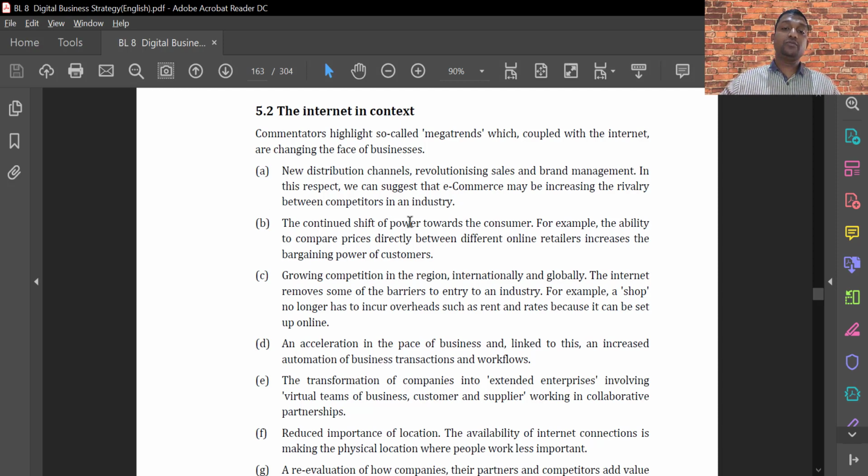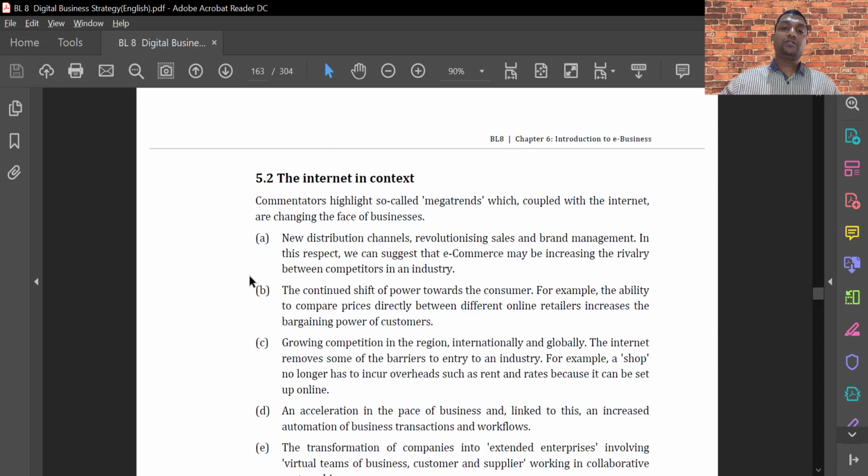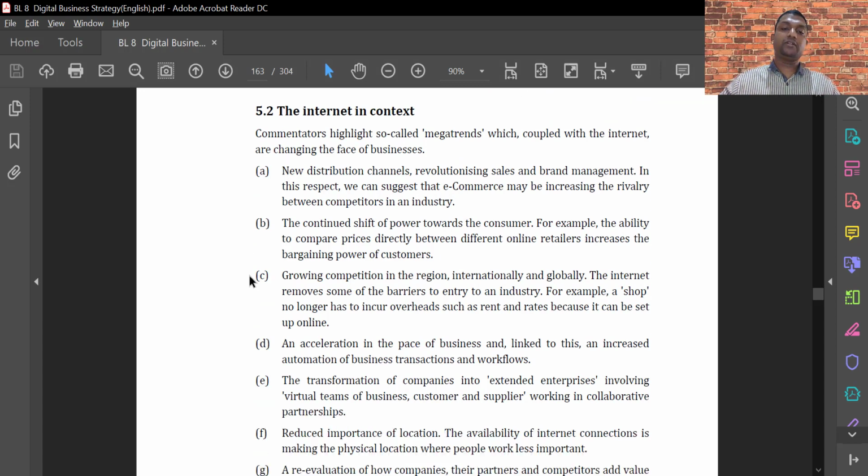The continued shift of power towards the customer. For example, the ability to compare prices directly. Because of this e-business, internet based buying and selling happens, consumers now have a lot of options to check the prices, compare products and buy. So now the power is more with the customer, which was earlier with the seller, because when the customer doesn't have many options and ability to compare, sellers can keep a margin and customers will lose in that.